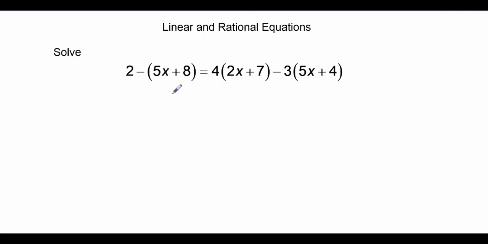So I know we've had some lengthy videos recently, but this should shorten things up a little bit. We're going to talk linear and rational equations. Linear equations we've been doing probably since seventh and eighth grade. Rational equations, probably in Algebra 1.